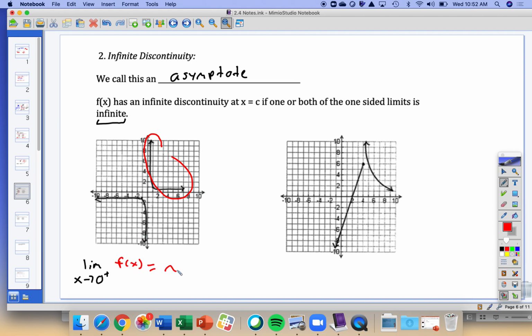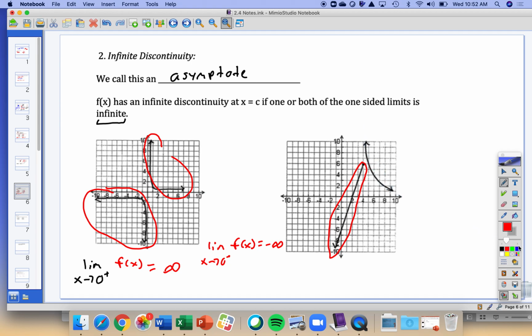So this goes out to positive infinity. And then the limit as x approaches 0 from the left of the function goes out to negative infinity, because it's this portion right here. Okay, this gives me an infinite discontinuity. Every time I have an asymptote, it's an infinite discontinuity. Same thing here. While this portion doesn't have an asymptote, because it just stops right there, this portion does.